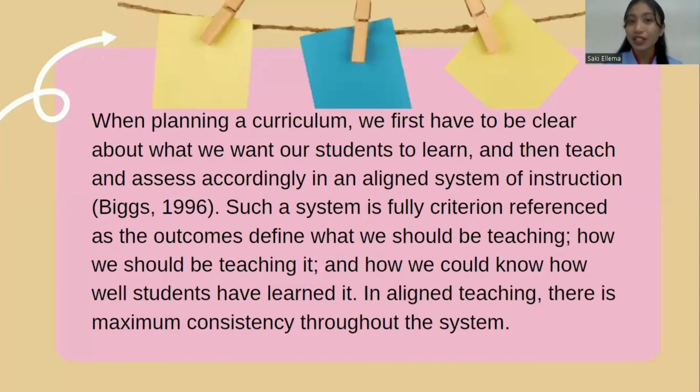Now, when planning a curriculum, we first have to be clear about what we want our students to learn, and then teach and assess accordingly in an aligned system of instruction, Biggs 1996. Such a system is fully criterion referenced as the outcomes define what we should be teaching, how we should be teaching it, and how we could know how well students have learned it. In aligned teaching, there is maximum consistency throughout the system.